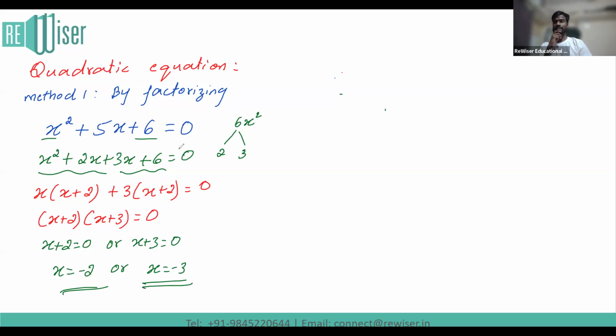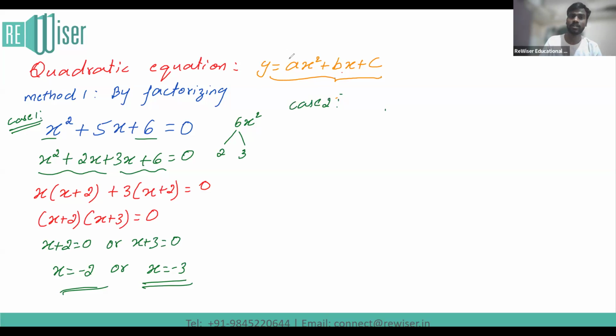Under factorizing, there are also a couple of other things you should know. This is case 1, when all 3 terms are non-zero. Case 2: suppose I don't have the third term. A quadratic equation is in the form y equals ax squared plus bx plus c. In case 2, c is 0, so there is no constant term.